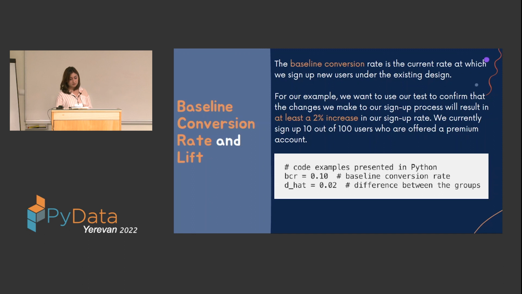So what do we want? First of all, some terminology. We need to know the baseline conversion of our experiment. So currently we should know our conversion rate. We have 1,000 users every day and 10 of them convert. So we can calculate 10 divided by 1,000 is going to be our baseline conversion rate.